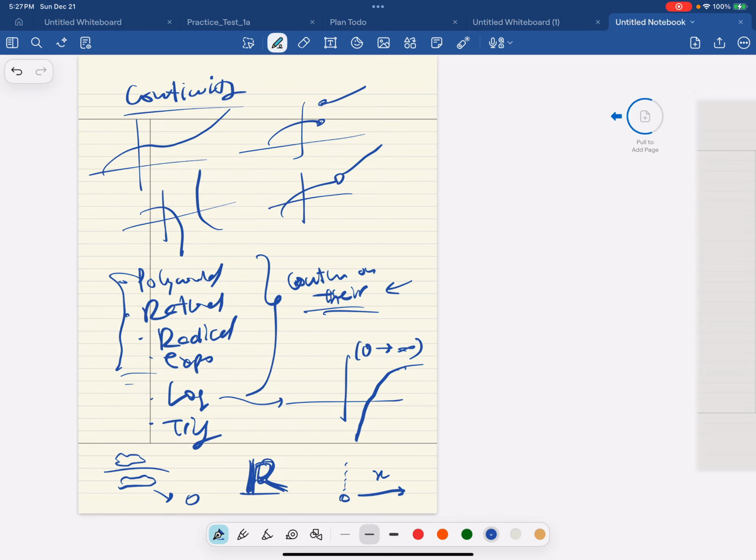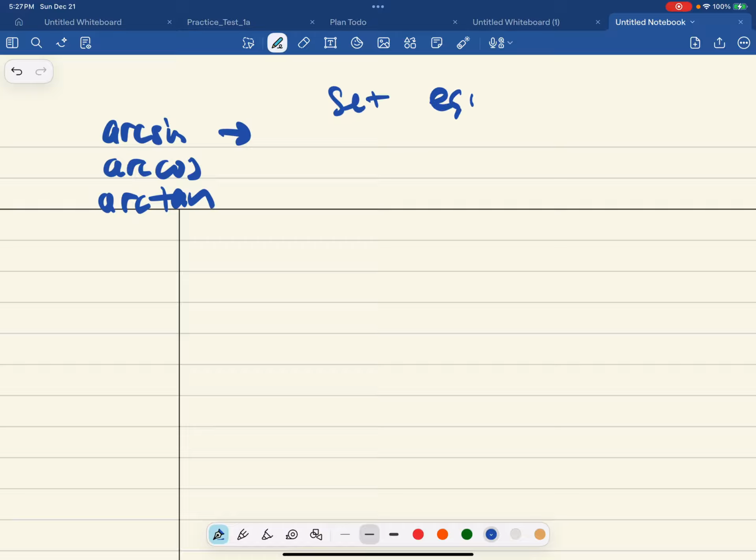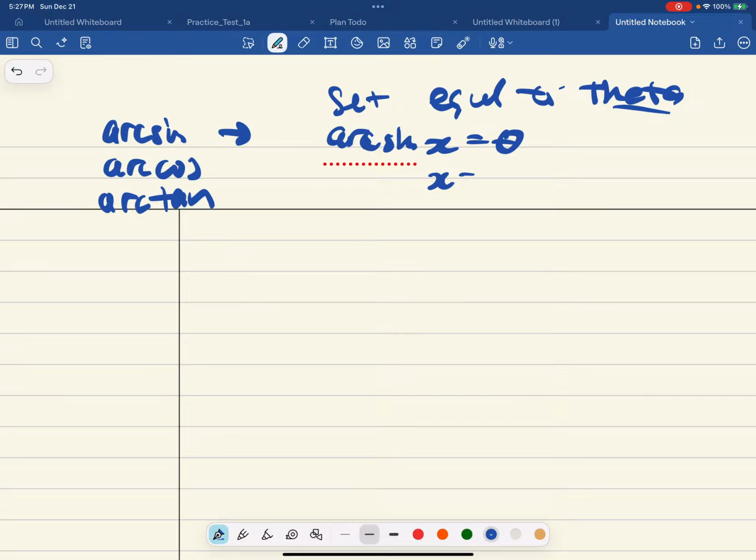Yeah, inverse trig is one more concept that you have to know in the first test. So arcsine, arccos, arctan, and these are basically always set equal to theta. Arcsine of x is equal to theta. X is equal to sine of theta, because when you bring arcsine to the other side, it will become a sine. So x equals sine of theta.